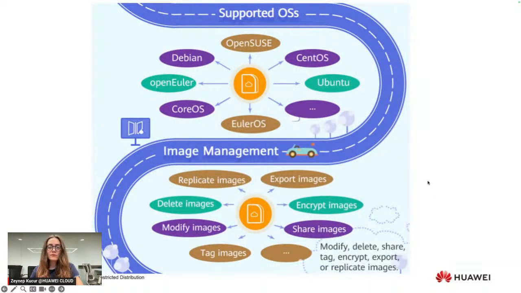And IMS supports a variety of operating systems like Ubuntu, CentOS, Debian, and others. It allows you to do a lot with your images. You can create them, replicate them, export them. You can encrypt your images, share your images, modify your images. You can also tag your images. So this flexibility helps you manage and scale your operations efficiently.